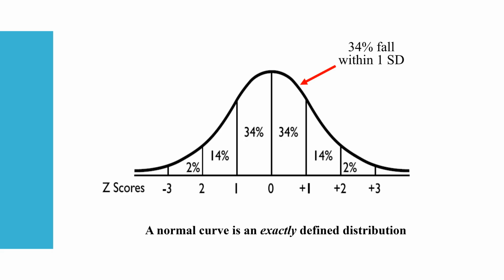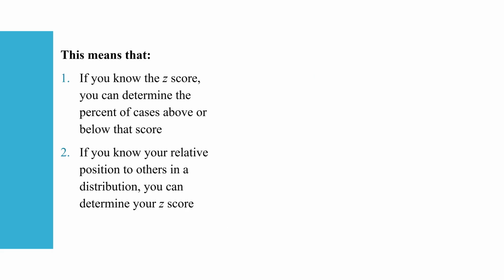You'll notice that 34% of scores are within 1 standard deviation of the mean. 14% of scores are between 1 and 2 standard deviations, and so on. This rule applies for all normal distributions. Therefore, we refer to a normal curve as an exactly defined distribution. It's a very precise reference point.